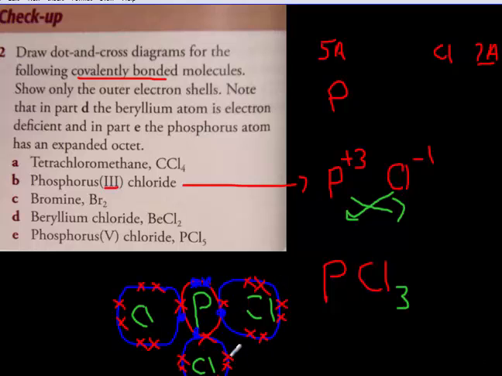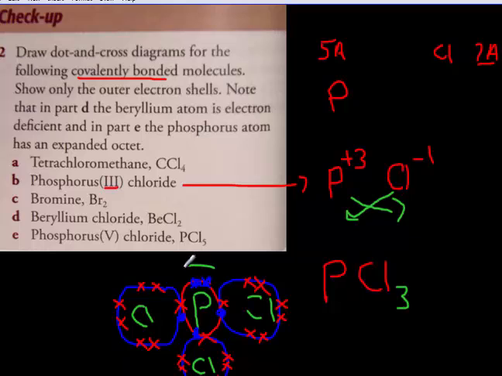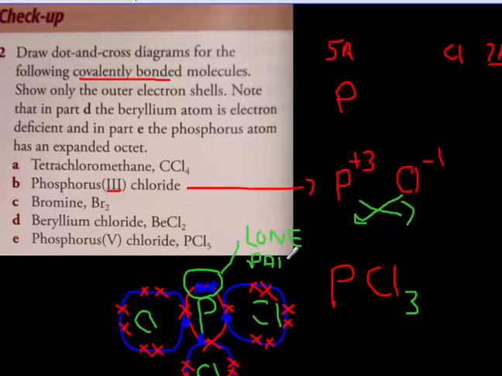All right, so you can see I have my phosphorus chloride. Now I have a bond pair here, a bond pair here, a bond pair here. Well, this up here on top of the phosphorus, so we're looking at this group at the very top, those are not involved in any kind of bonding, so we're going to call those a lone pair. So they're not involved in the bonding, they're just alone.